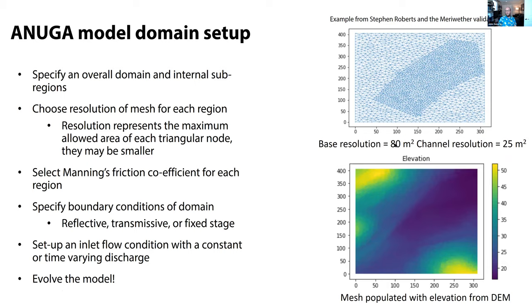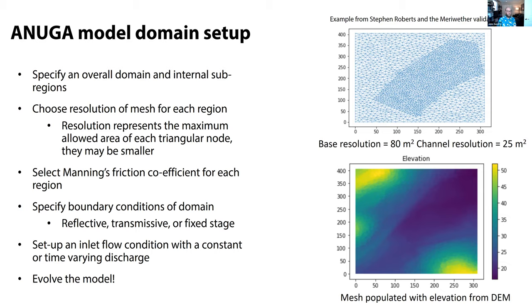So before we start doing it for ourselves, I'm just going to talk through some of the basics of ANUGA and how we set up a model domain. So we specify an overall domain here. Again, this would be this rectangular area, which is just our overall study region. And then we can specify internal subregions, as I've shown here on this mesh that's a little bit denser. We can choose a resolution for our triangular regular mesh for each region. And that resolution is not the same as a raster resolution, where if I say it's 25 square meters, every cell is 25 square meters. The resolution just represents the maximum allowed area for each triangular node. They can actually be smaller.